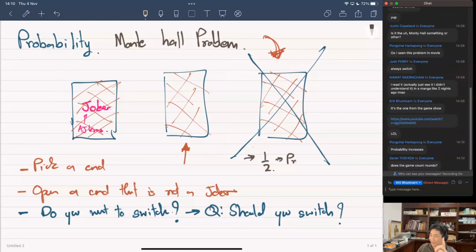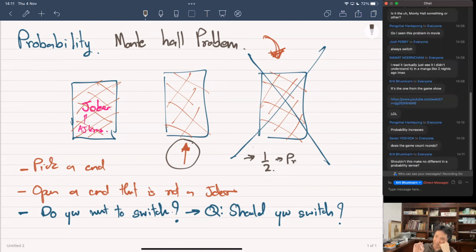Does the game count rounds? No, just one round. You only have one round. Okay, so the next argument is the following. How about this: what if I stick to the card that I picked the first time? Right. So okay.